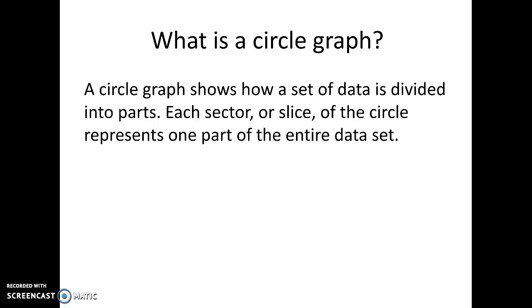Okay. So what is a circle graph? A circle graph shows how a set of data is divided into parts. So each sector or slice of the circle represents one part of the entire data set.